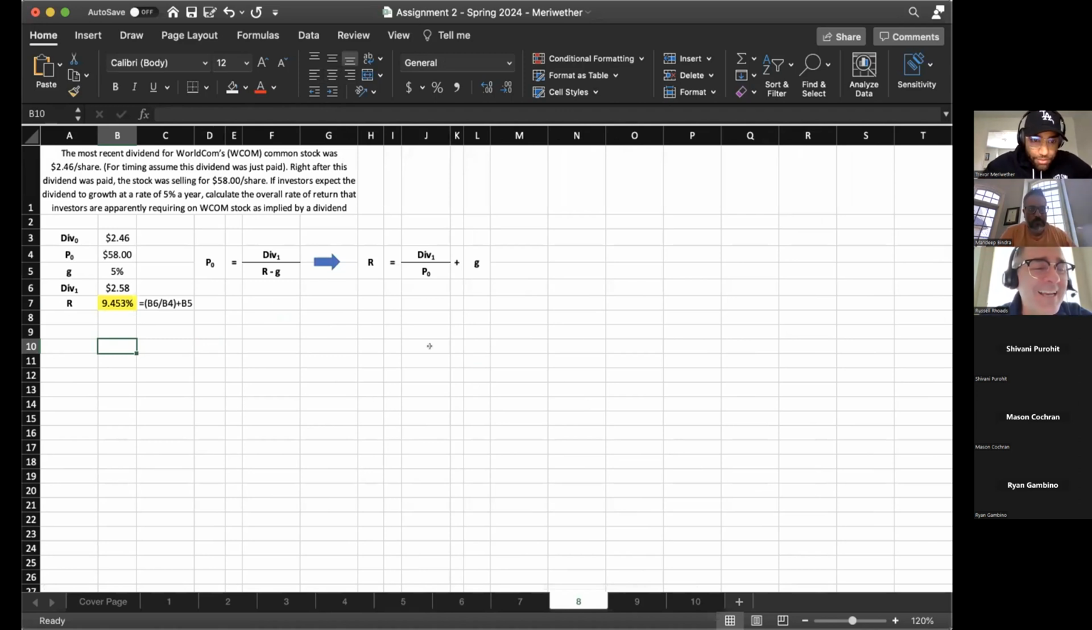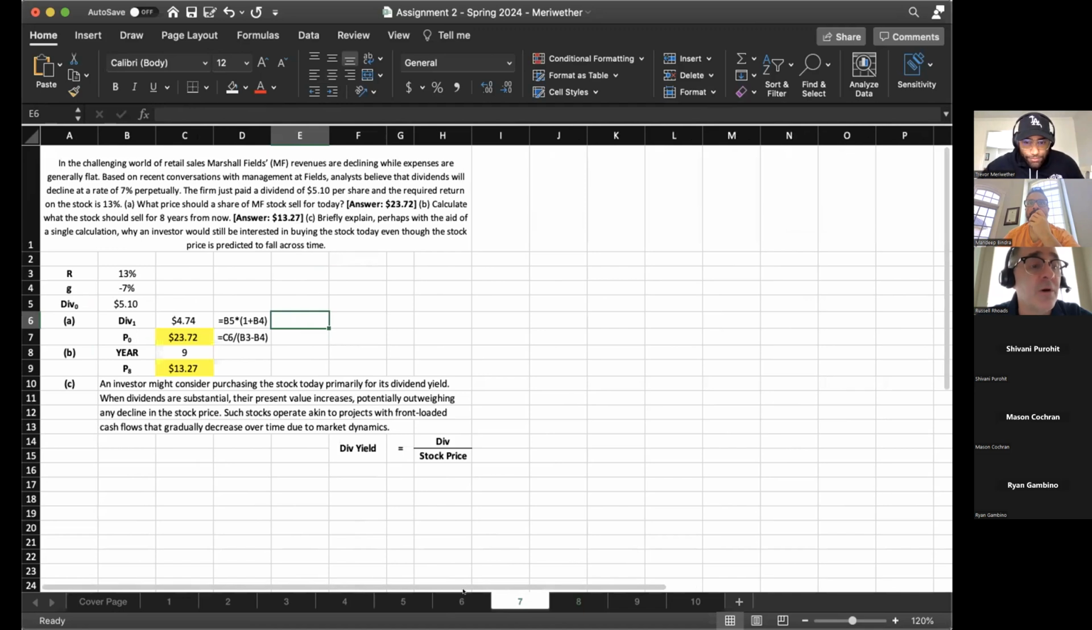This is what I did for 8. That was just how I did it in my head. I just rearranged the formula and flipped it around. Yeah, that's exactly right. This was from a slide where it said you can solve for R using the dividend discount model by changing the formula around a bit. That's honestly kind of what I was just showing, maybe not as cleanly as you were.